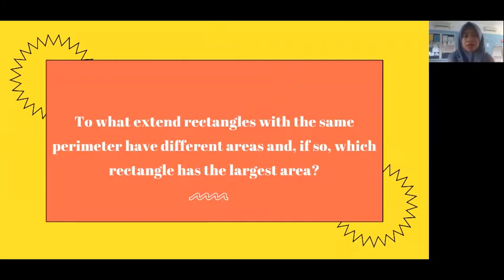After this, I will divide you into 4 breakout rooms, and please be active in your room. You should discuss together. After that, you need to present what you have discussed together. For the investigation, you need to find several types of rectangle with the same perimeter. I give 20 centimeter perimeter, and maybe you can find out some rectangles that have 20 centimeters as their perimeter.